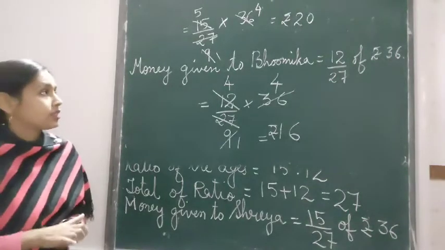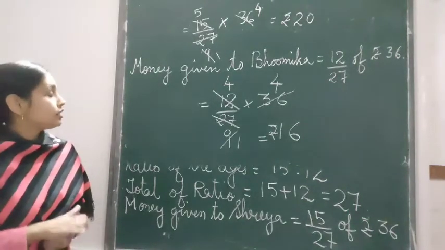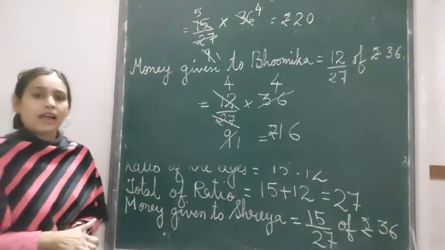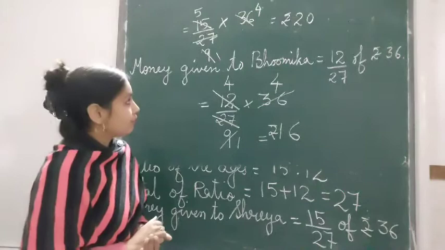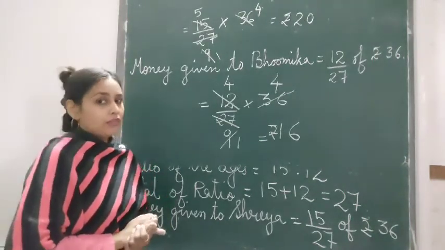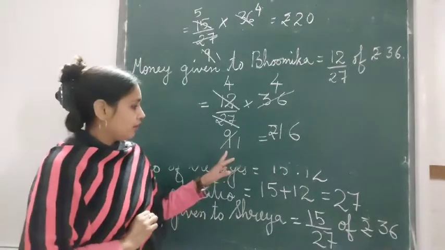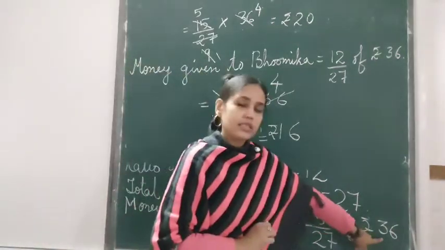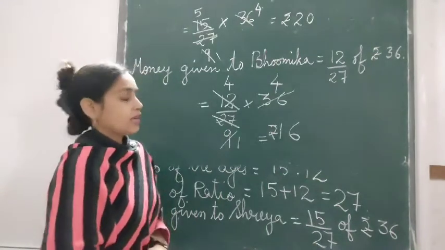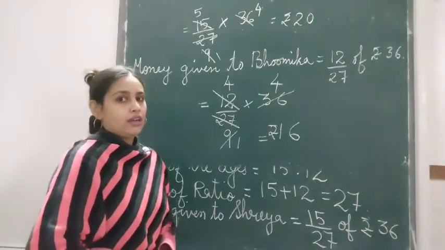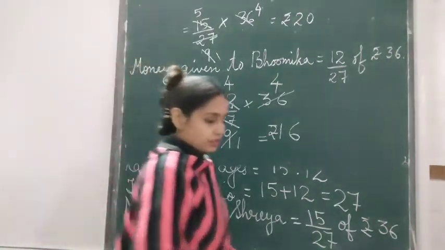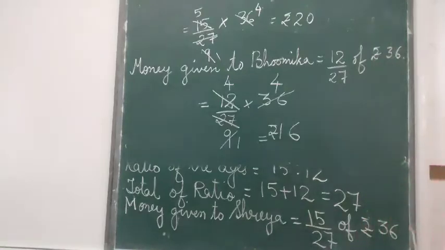So Bhumika will get 16 rupees, and Shreya will get 20 rupees. And if we do the total of the money which they both got, we will get the total, that is rupees 36, which the mother wanted to distribute. So that's how we can even recheck our answers. Okay. So this completes question number 15.